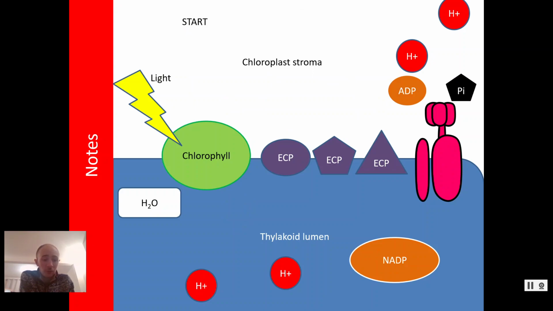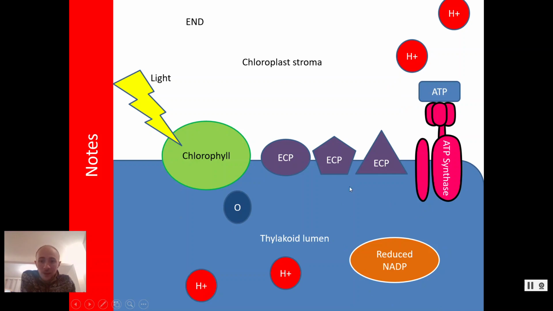You can go back and you can play that again. You can play it more slowly, you can pause it, you can do whatever you want to do. You need to keep going until you feel like you understand exactly what's happening. You understand exactly what photoionization is for, that it's for making reduced NADP and ATP, and you know what photolysis is for, that it's for replacing the hydrogen ions and the electrons which we lost in photoionization.